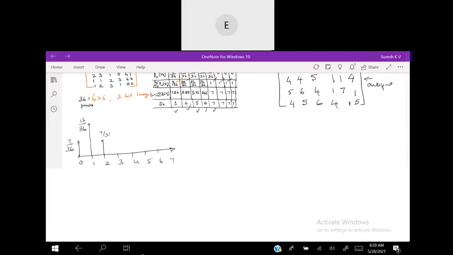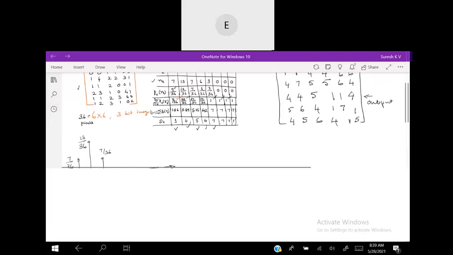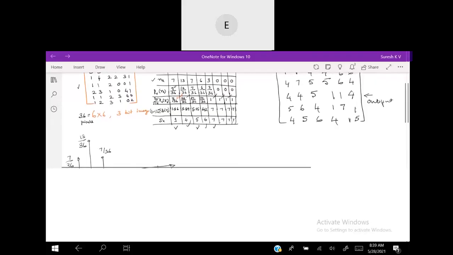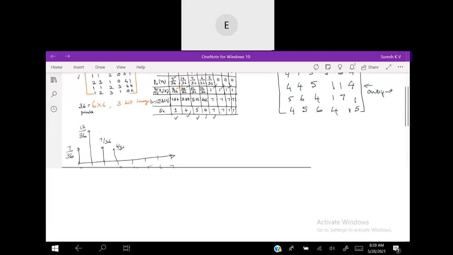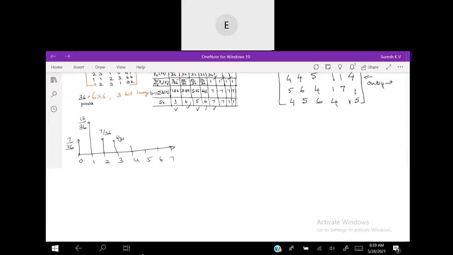And probability of 3 is 6 by 36, slightly shorter, and probability of 4 is 3 by 36, 50% of this, and the remaining are zeros. Probability of 5 is 0, probability of 6 is 0, and probability of 7 is 0. This is the input histogram.